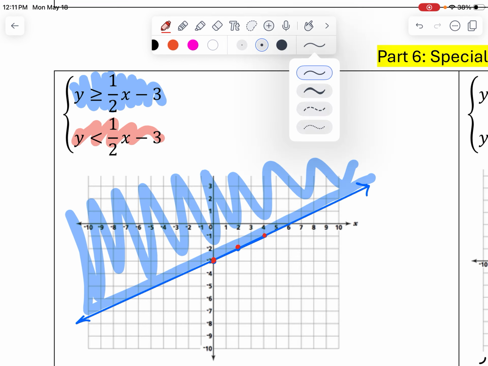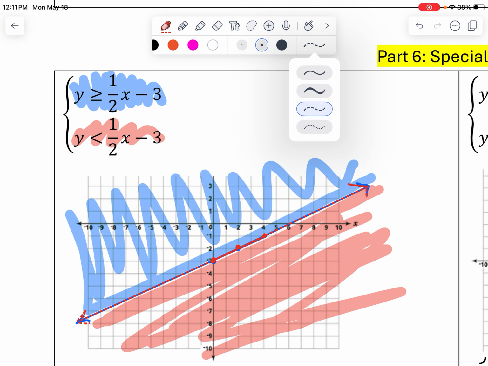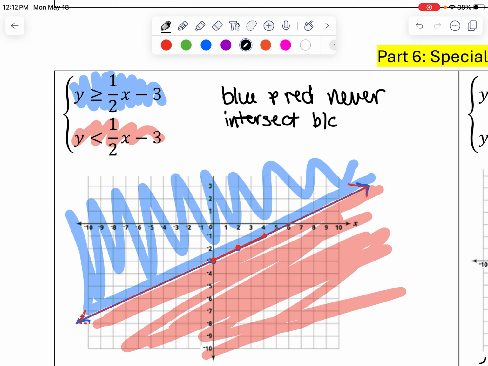So the question is, where does the blue and the red come together? And you might say, oh, everywhere on that line. Well, you would be wrong, okay? So the question is, where does the blue and the red come together? Nowhere. The blue and the red never intersect. Not even on the line, because the red line is broken. So that means this is a no solution graph.